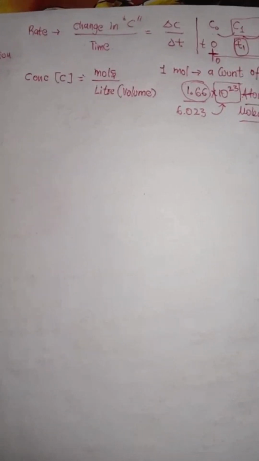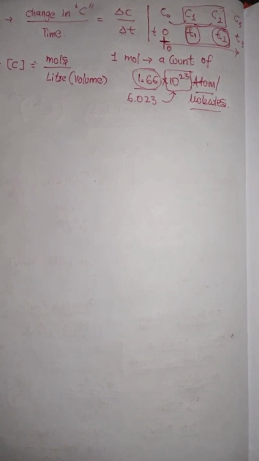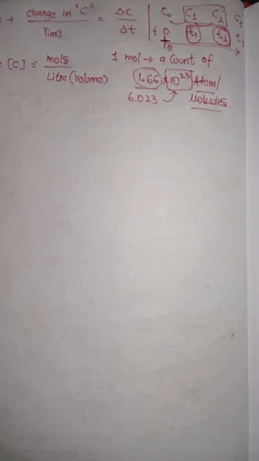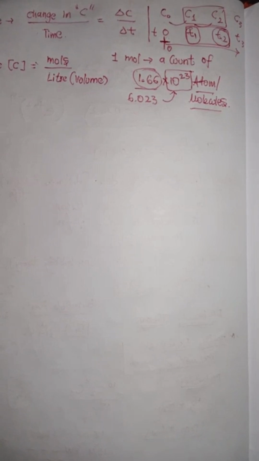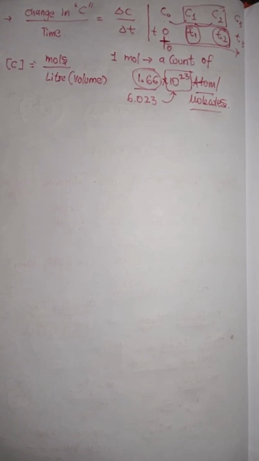And here, what is 1 mole actually? For those who don't know, 1 mole is a count of 6.023 into 10 to the power of 23 atoms or molecules. This count actually seems arbitrary, but this is taken as a standard to understand many phenomena and many equations. And why does this arbitrary count come? It's taken from C12, where 1/12th part of C12.